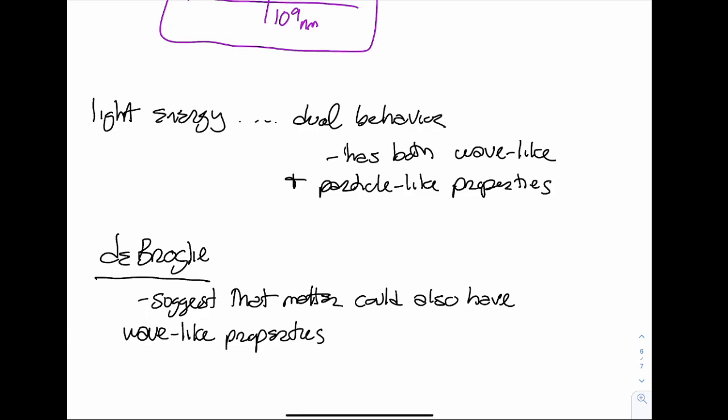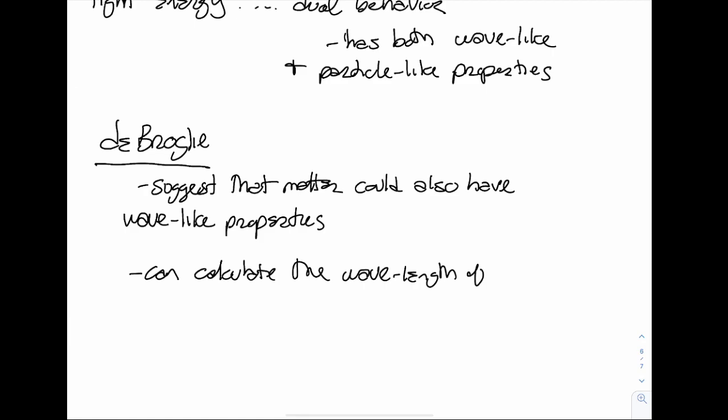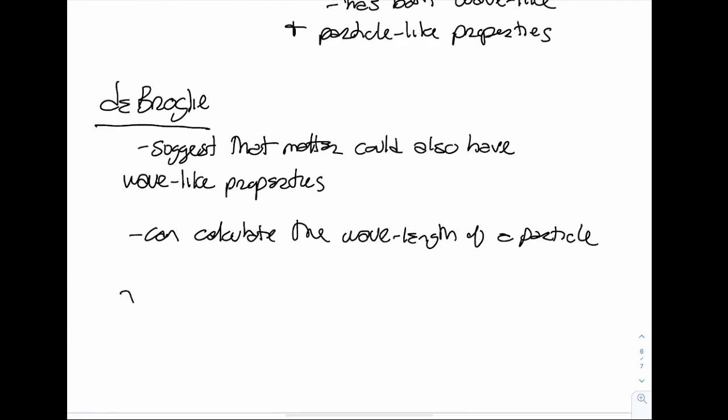So if you were to take a particle, something that has mass, and have it move, like throw a baseball, de Broglie suggested it would also have a wave-like pattern. You could define the wavelength of that particle as it moves. So we could calculate the wavelength of a particle. And we have the de Broglie wavelength equation.